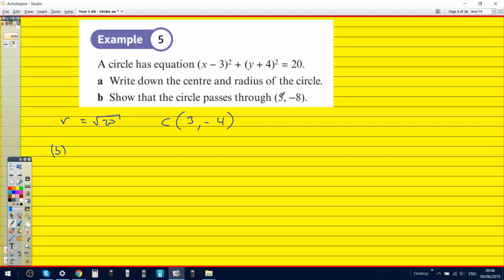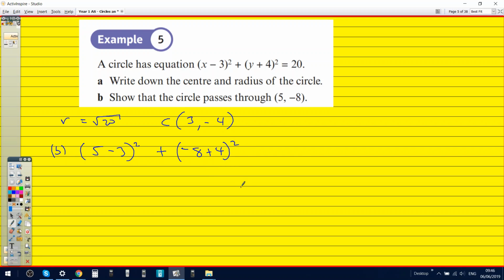Like this isn't the center. This is on the circumference. That's x plus 5 and y minus 8 squared. No. Same equation, but this is x. So 5 minus 3. Minus 8 plus 4.